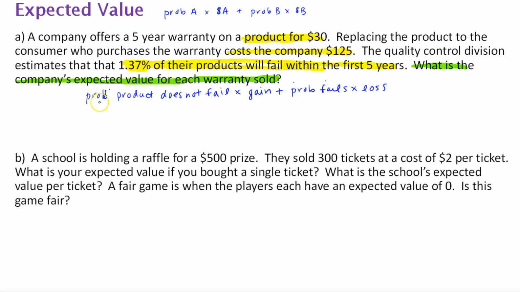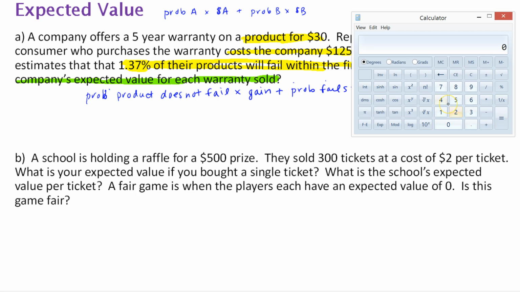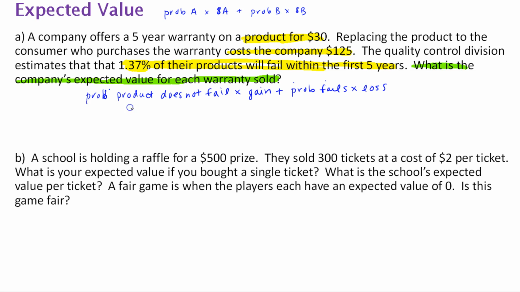Okay, so the probability the product does not fail, let's just double check this on the calculator, would be the difference between 100% and failing, 1.37. That's 98.63%, and we need to write this as a decimal. So divide by 100, or just move the decimal, 0.9863. And we want to multiply that. Their gain in this case, if it doesn't fail, they just get to keep that $30.